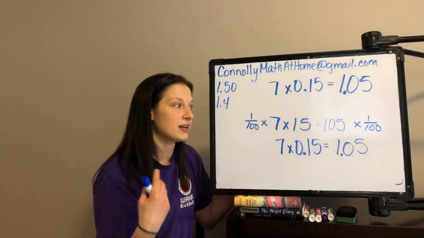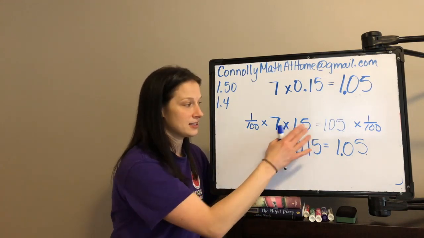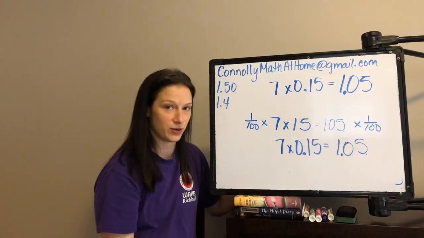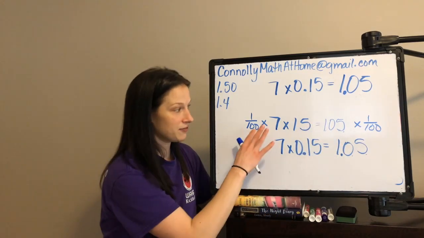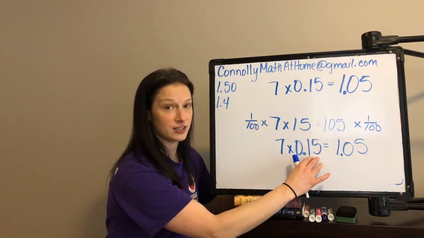Okay, so when we're thinking about it getting 100 times smaller, you're thinking about 1/100th of this side of the equation. So you take 1/100th of this side of the equation. Okay, specifically I took 1/100th of 15 and did 15 hundredths.